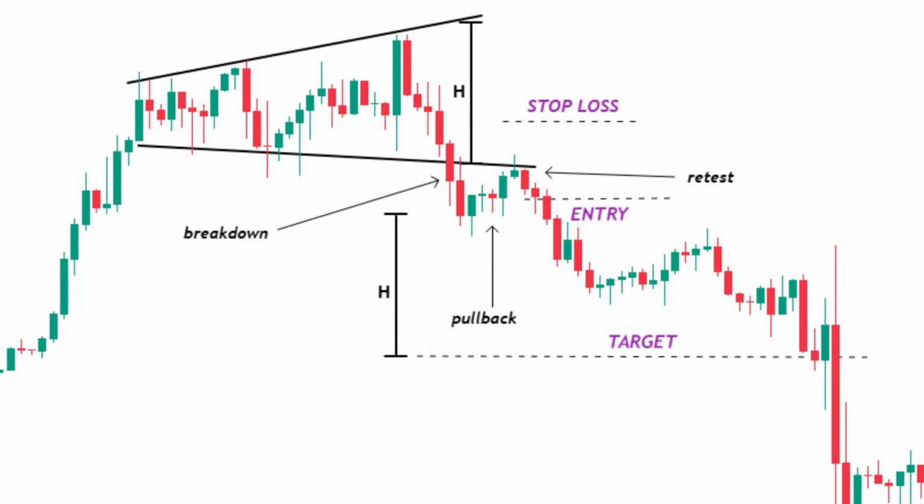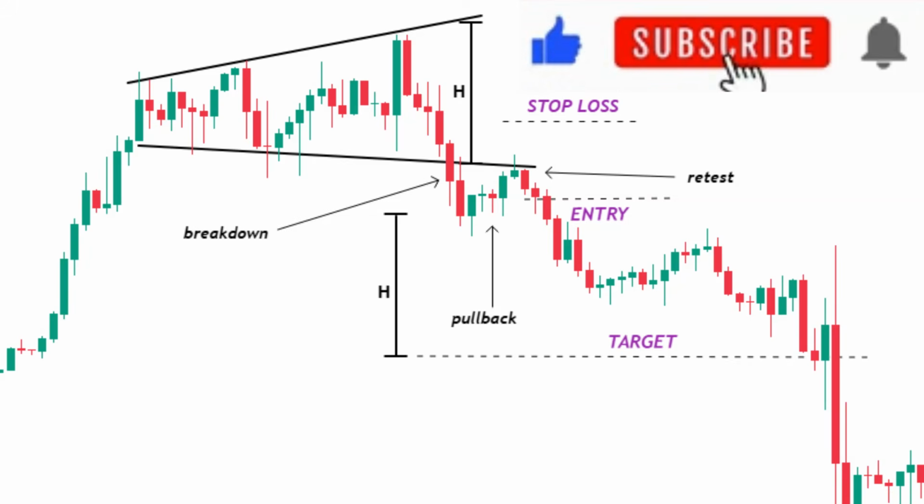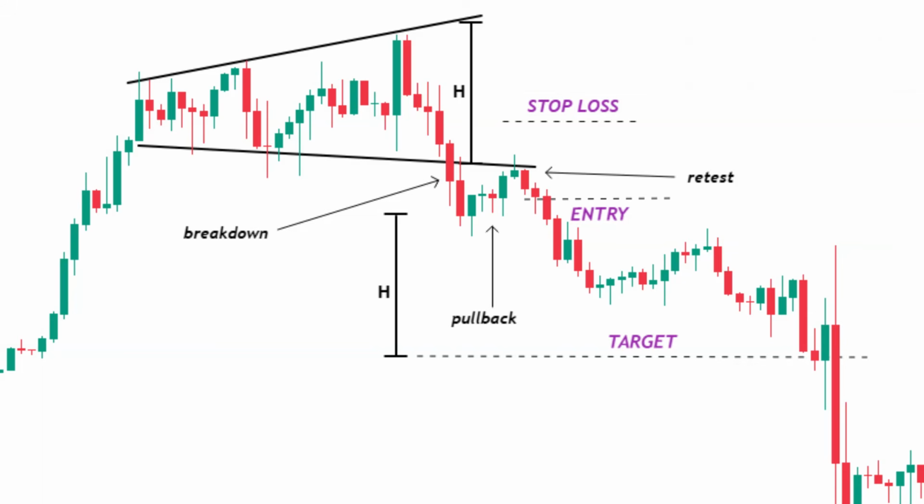This entry comes after sellers regain control and downside momentum builds again. The stop loss is placed slightly above the old resistance line. This placement limits risk if price suddenly moves upward and invalidates the setup.